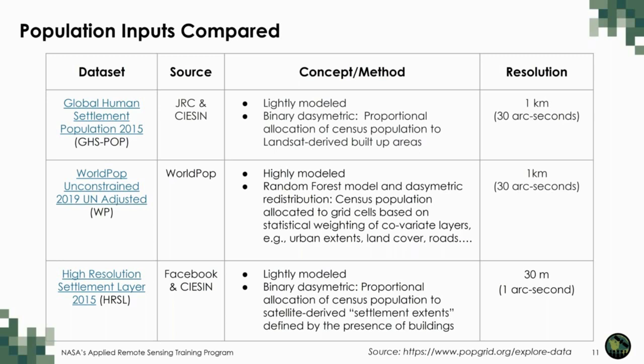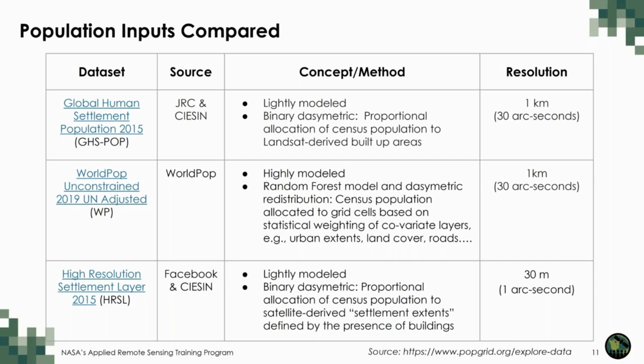The WorldPop dataset is a highly modeled product which uses a random forest model and dasymetric redistribution to allocate census population to grid cells based on statistical weighting of covariate layers such as urban extents, land cover, roads, etc. It's available at 100 meters and 1 kilometer resolution. We use the 1 kilometer version for ease of processing and comparison with GHS-POP.